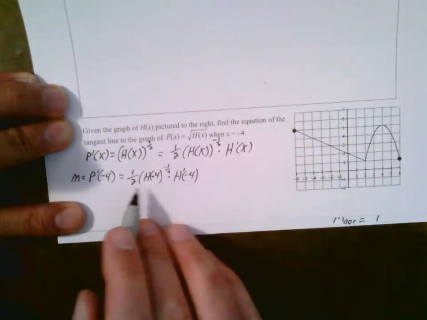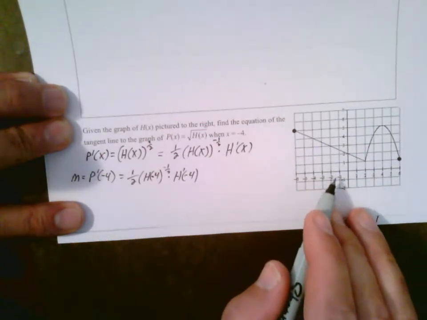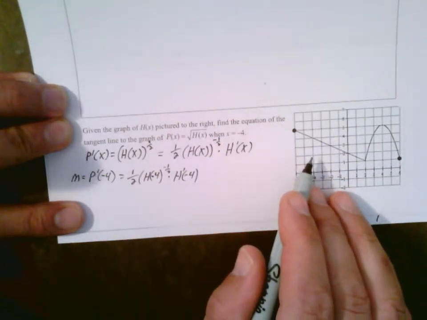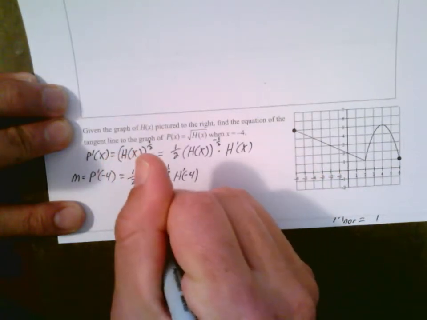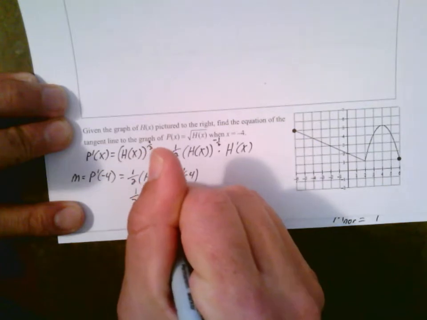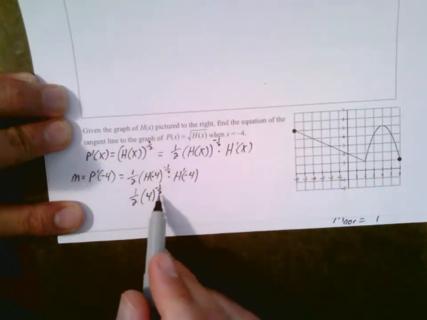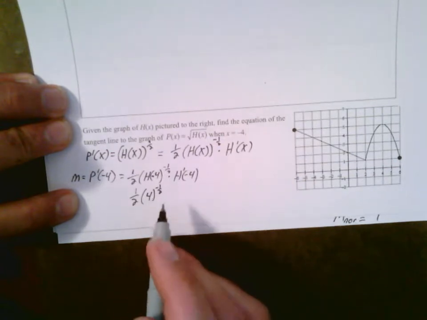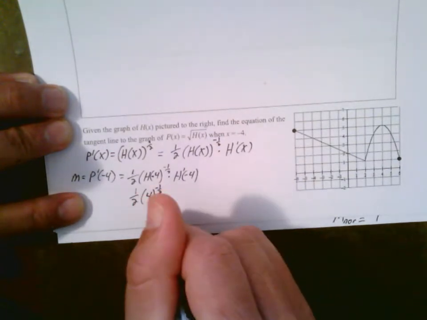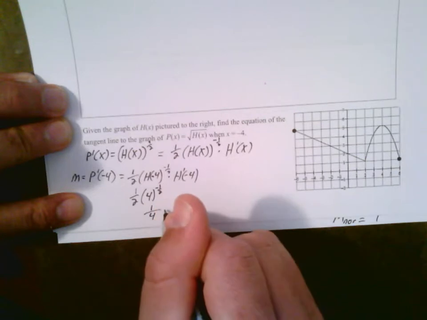So h of negative 4 is right on our graph, 1, 2, 3, 4, 1, 2, 3, 4. So 1/2, 4 to the negative 1/2. So remember, this is the square root of 2 in the denominator, the square root of 4 in the denominator, which just happens to be 2. So far I've got 1/4 times.